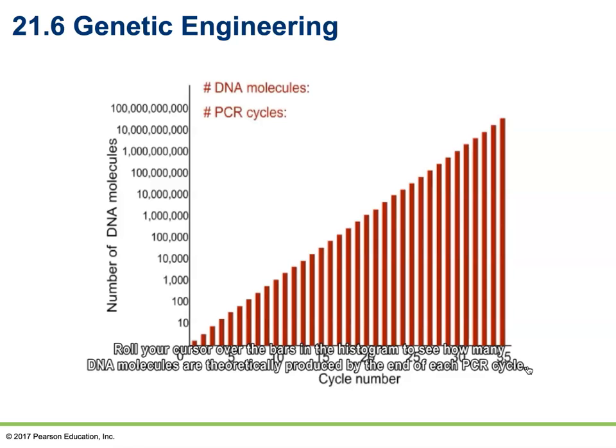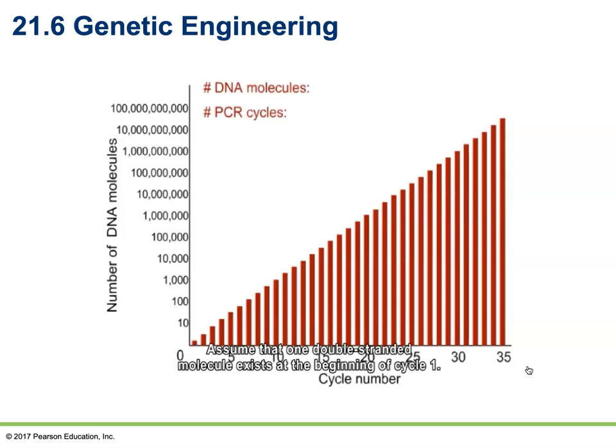Roll your cursor over the bars in the histogram to see how many DNA molecules are theoretically produced by the end of each PCR cycle. Assume that 1 double-stranded molecule exists at the beginning of cycle 1.